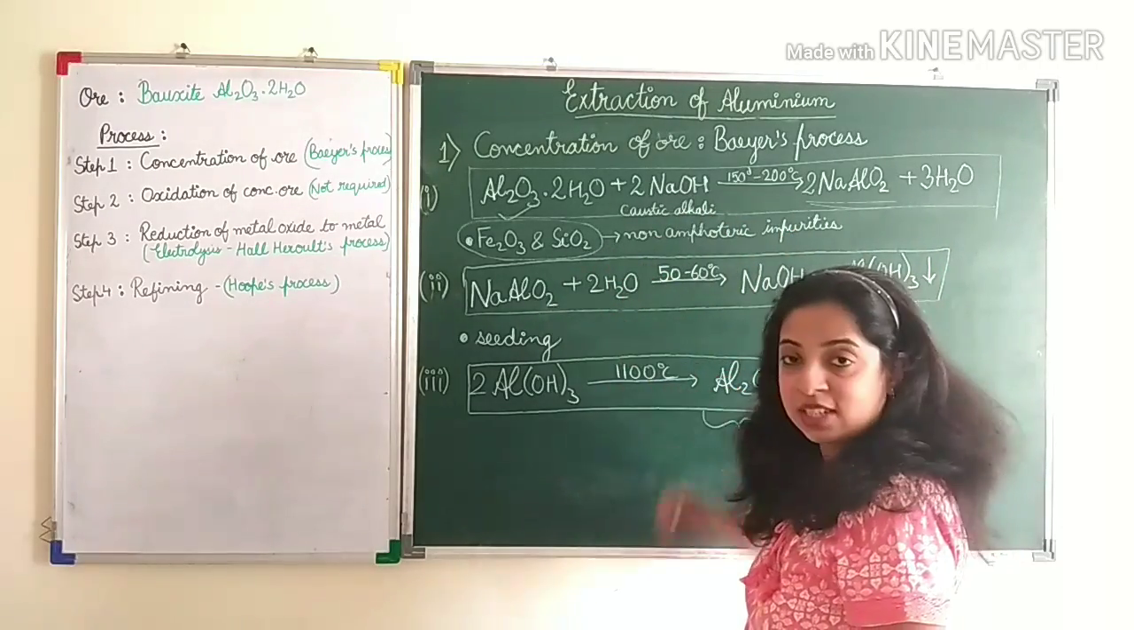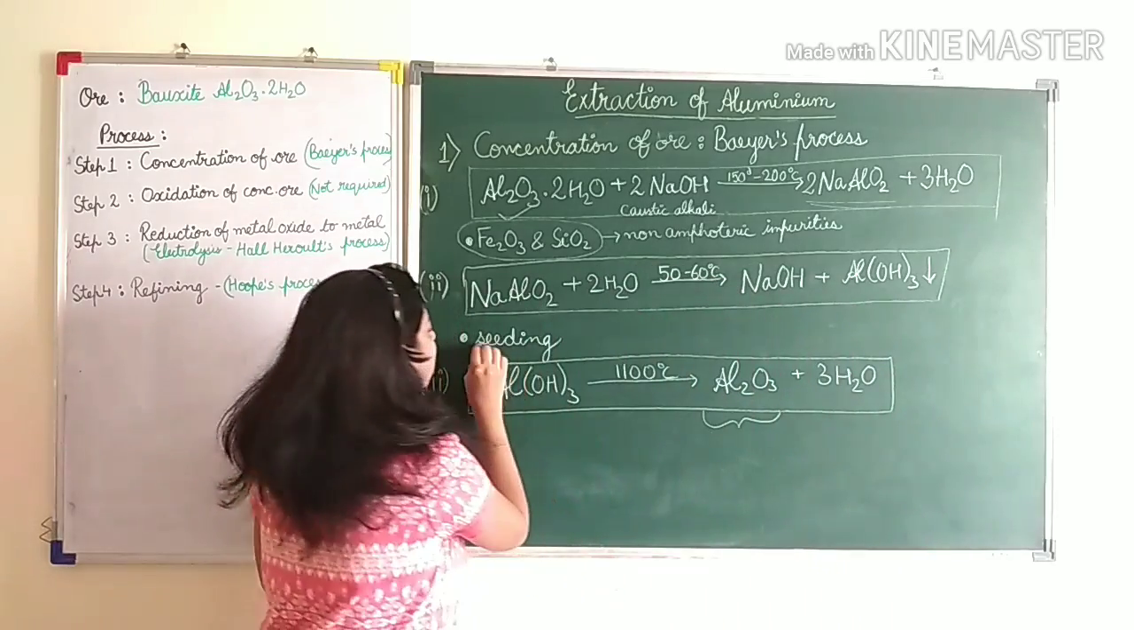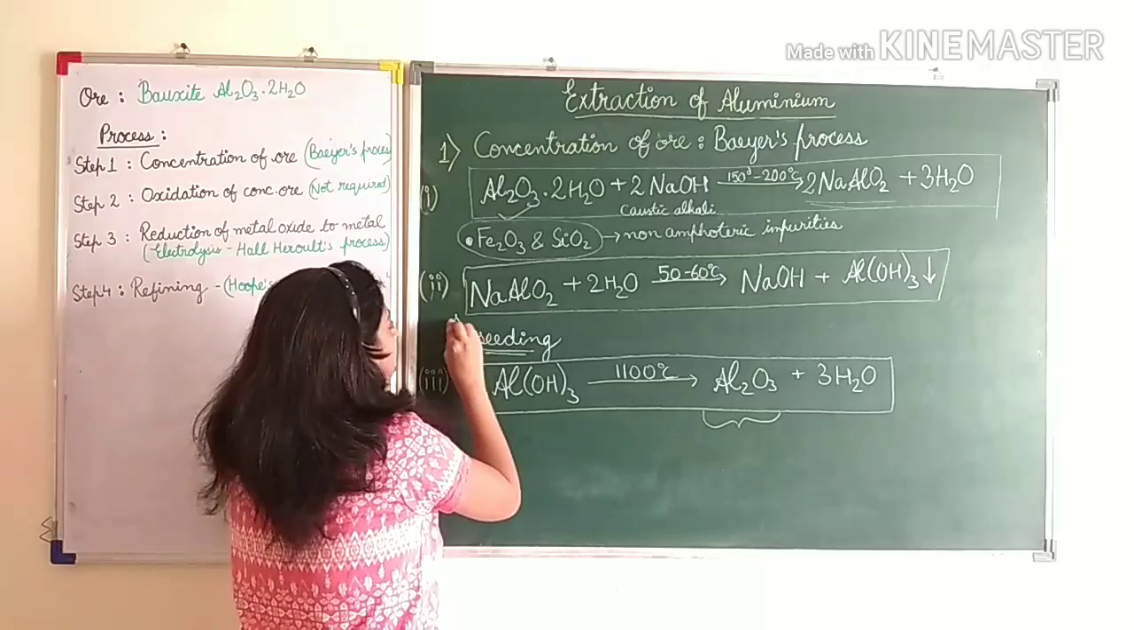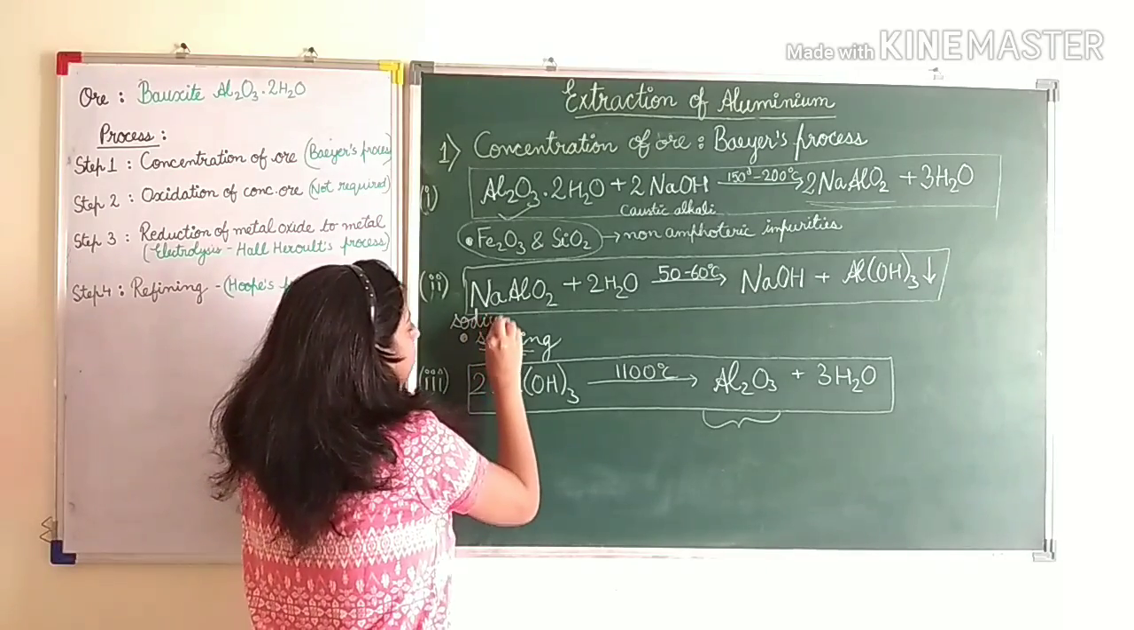In the next step, there is a process known as seeding happening. Now we take the sodium aluminate. I will write sodium aluminate.